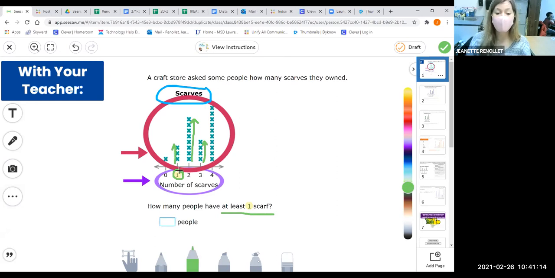So I want you right now to look at number 1 and start counting up. How many X's are there represented on this graph? How many X's are there that are greater than 1? Look right now at the graph.